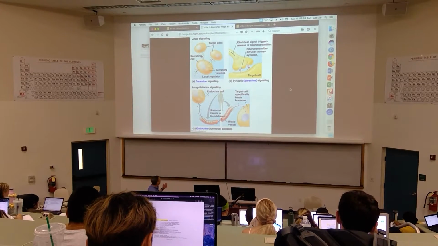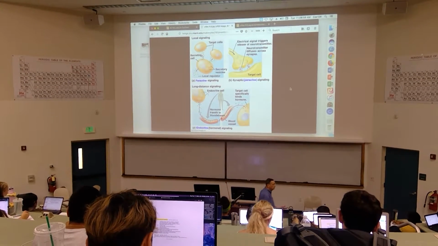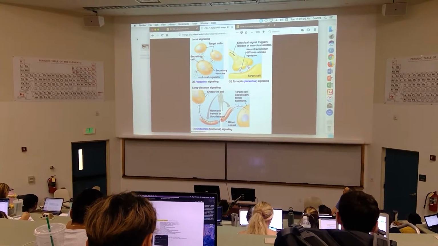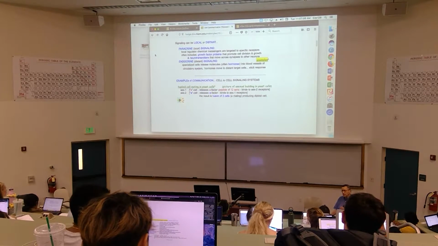So you have two fundamental localities within which the signal molecules will work: paracrine and endocrine. We call it the endocrine system because it goes long distance. Now I'm going to give you a couple of examples.